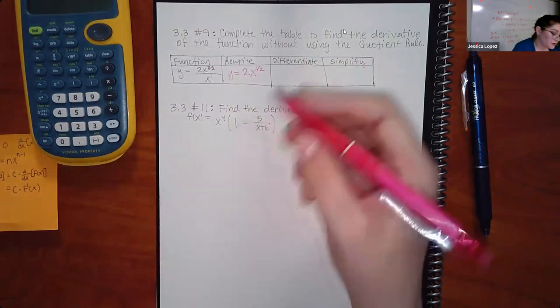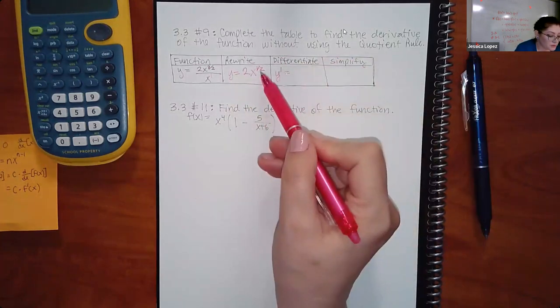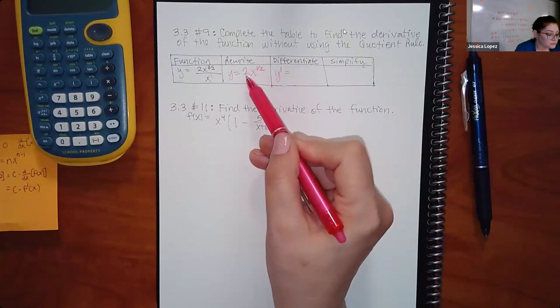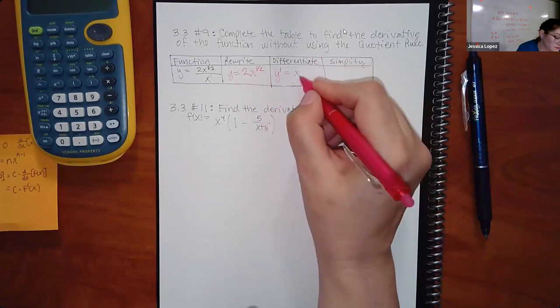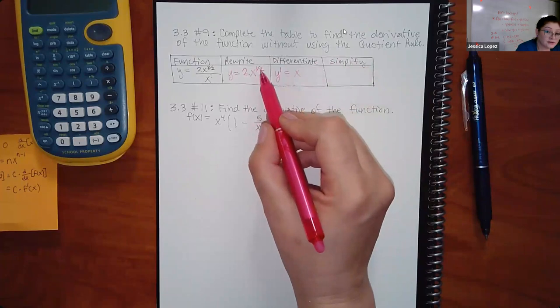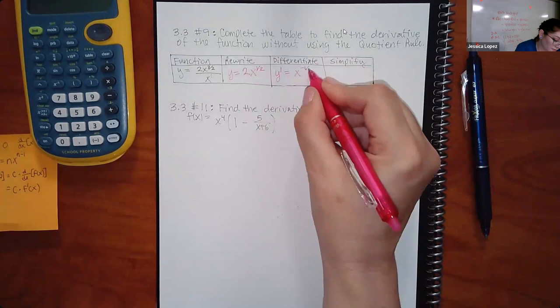Now it says for me to differentiate. So now I'm talking about y prime. And what happens when I bring this power down to get multiplied by my constant multiplier? What is the 1/2 times 2? Just 1. But then I still have to decrease my power by 1. So what do I get when I do 1/2 take away 1? -1/2.